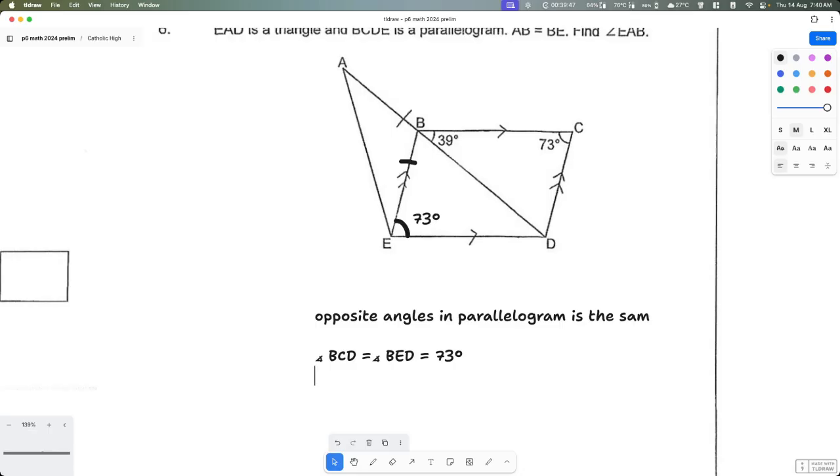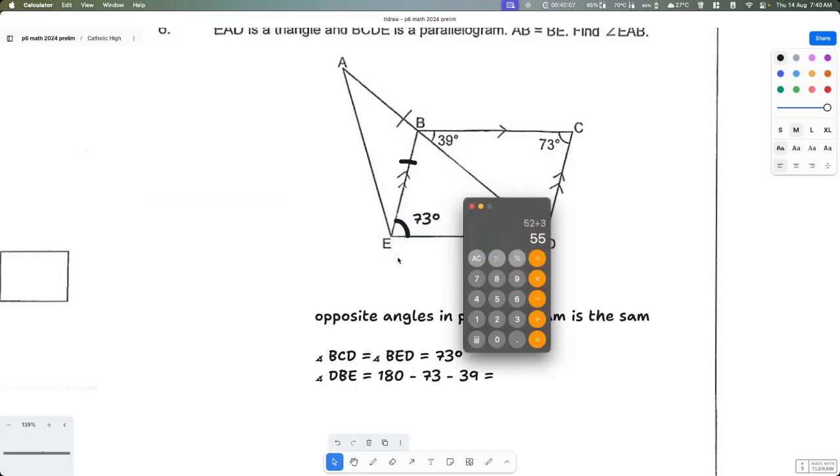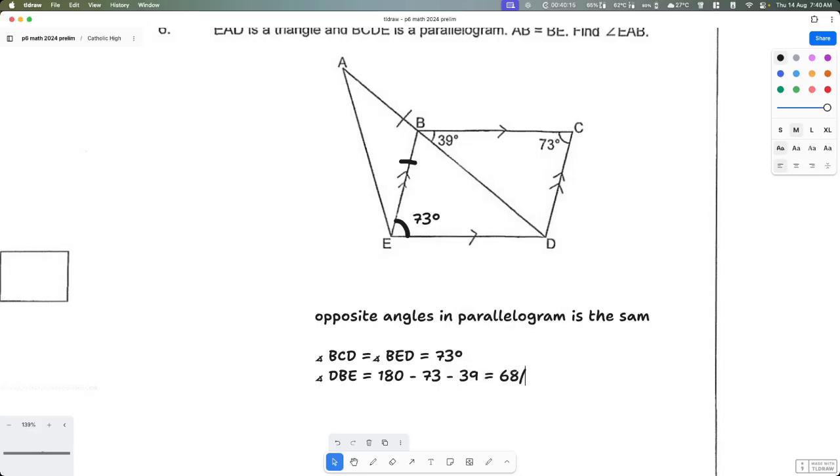Okay, so then we can find angle DBE, right? So DBE is equal to 180 minus 73 minus 39. In this case, 180 minus 73 minus 39, and this will give us 68 degrees. So I see over here that this is 68 degrees, right? So now we know this is 68 degrees.